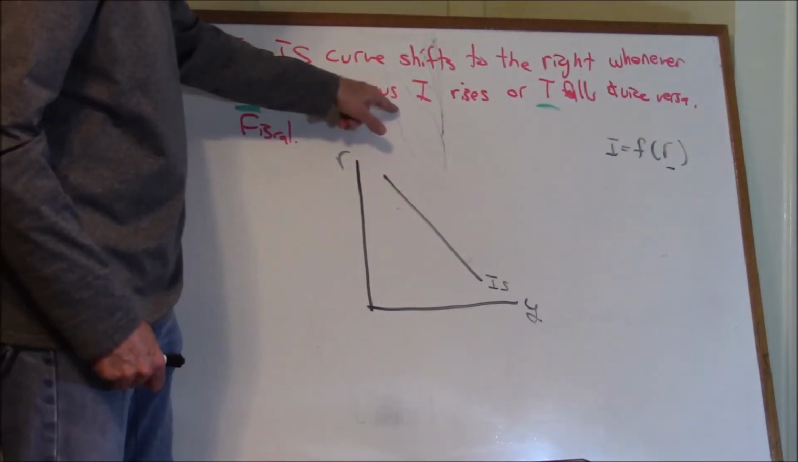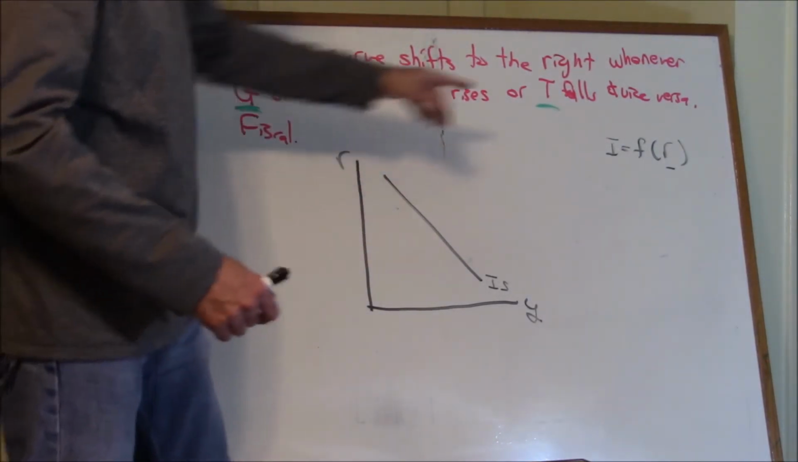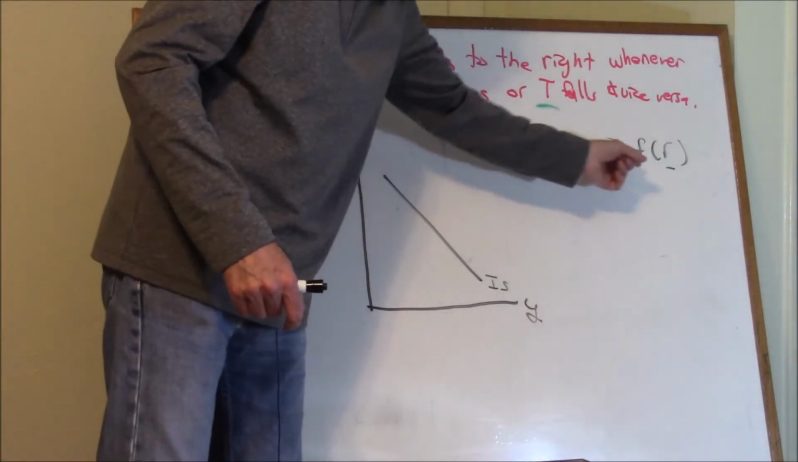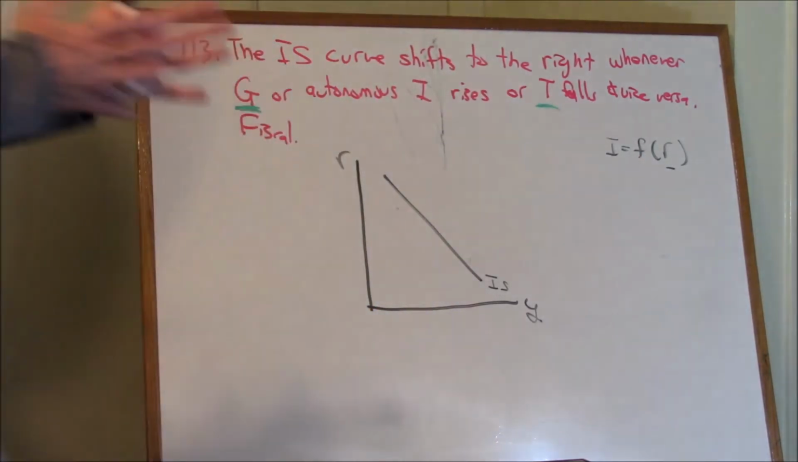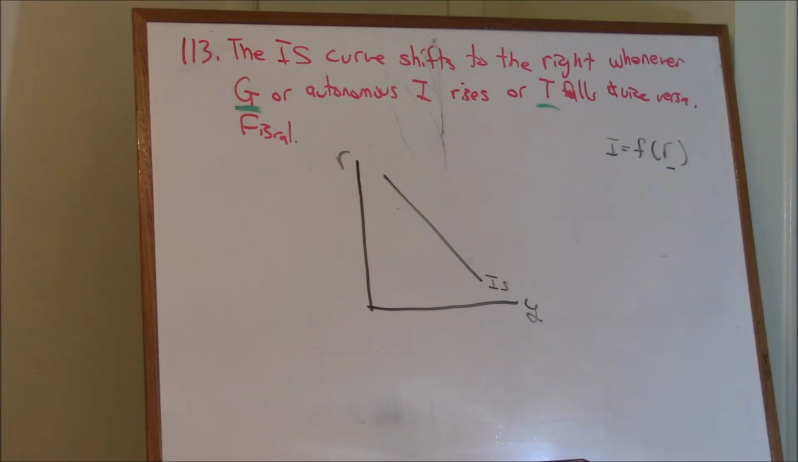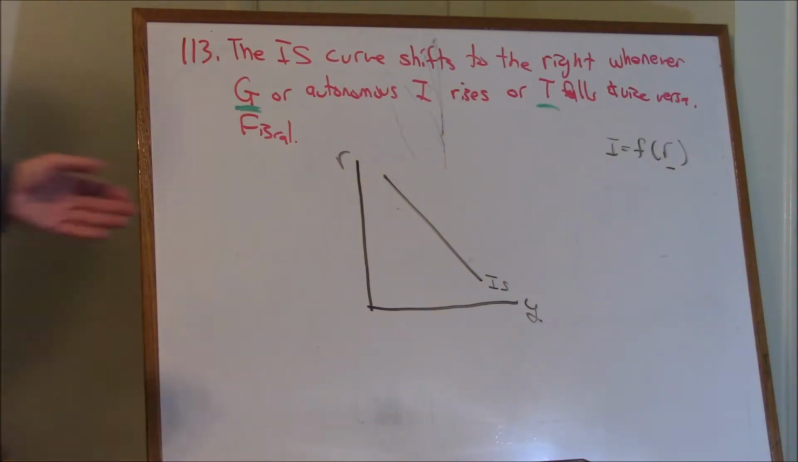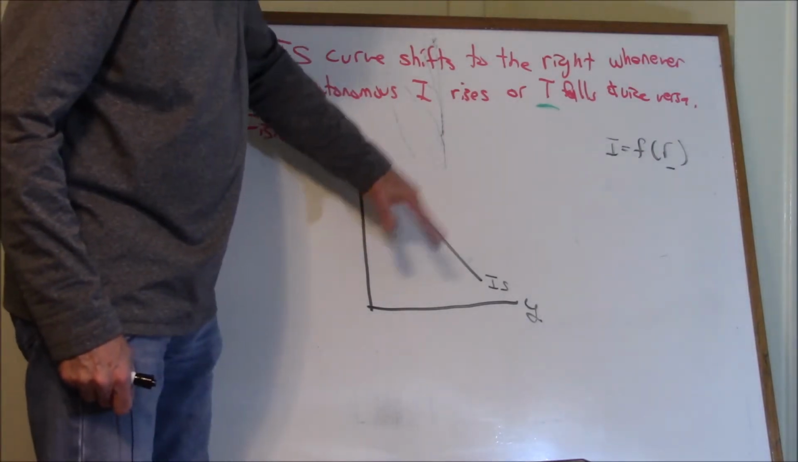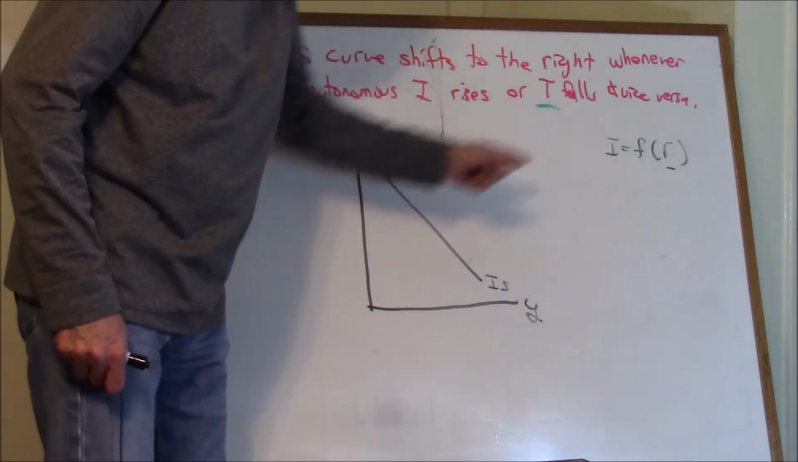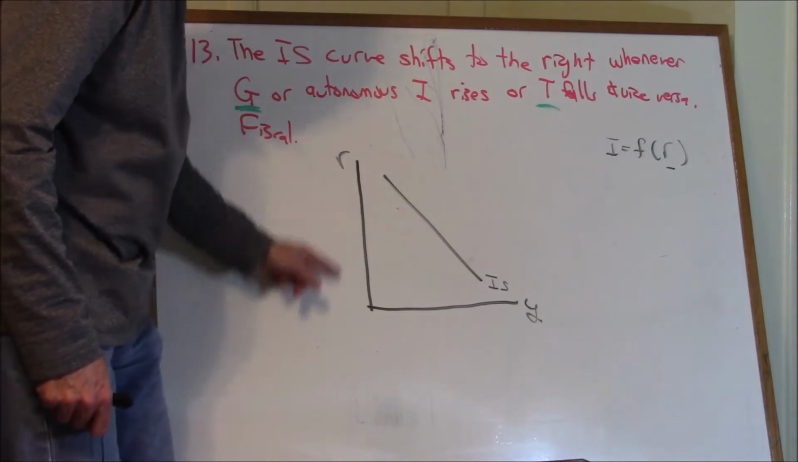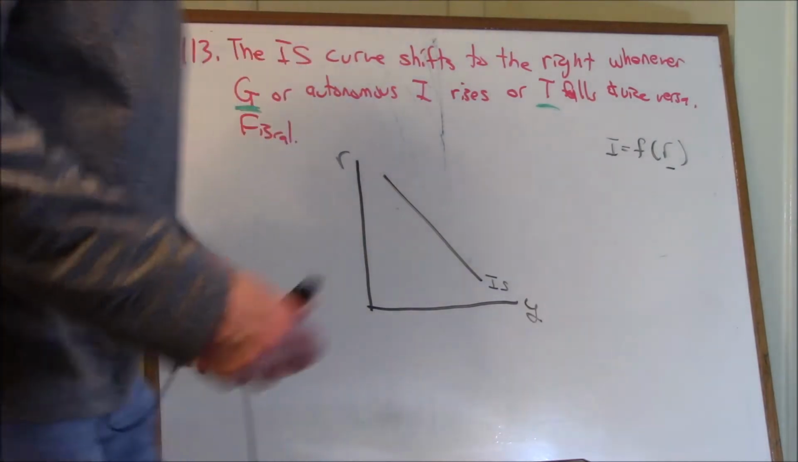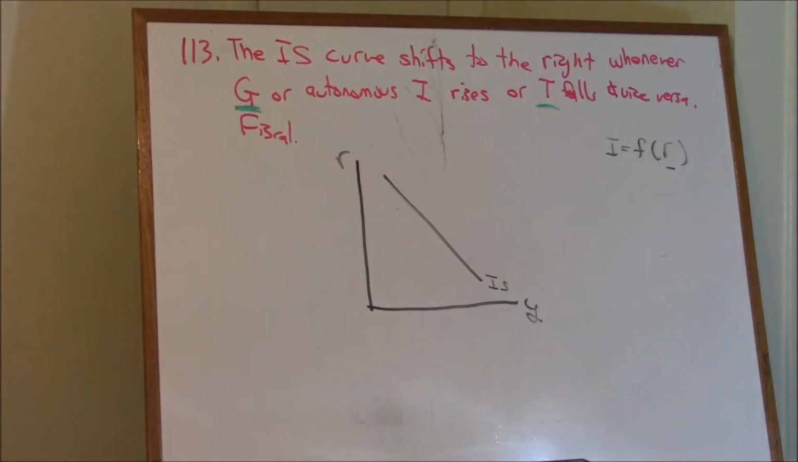Autonomous means independent. Independent of what? Independent of the variable that we said it was a function of. We said it was a function of R, so autonomous investment. So you could come up with a scenario where, let's say that coronavirus happens, then the whole curve would shift, and it's not just a change in investment because interest rates changed. It's a change in investment regardless of the interest rate. But I want to focus more on G and T here, all right?